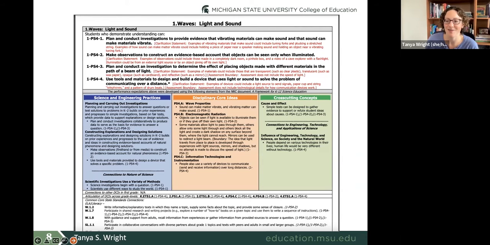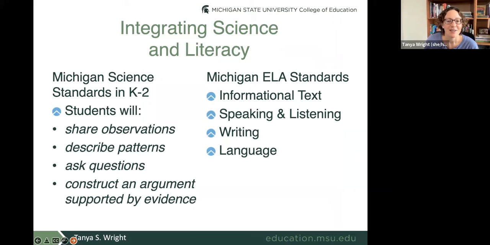Lots of opportunities jump into my mind, but hopefully are jumping into yours, about how we're going to integrate literacy into this work. So when we see things like share observations, describe patterns, ask questions, construct an argument supported by evidence, right? I go right to, well, we're going to orally share our observations, or we're going to write them down. We're going to write down our descriptions of patterns, or we're going to share them verbally. Same thing with our questions. We need to write them down to keep track of them, right? If we're going to construct an argument, we're going to write down our ideas. So lots of opportunities to align with our ELA standards, particularly around informational text, speaking and listening, particularly informational writing and language.